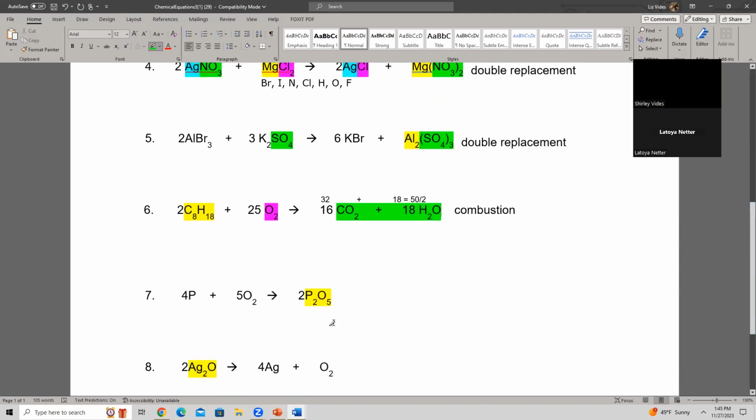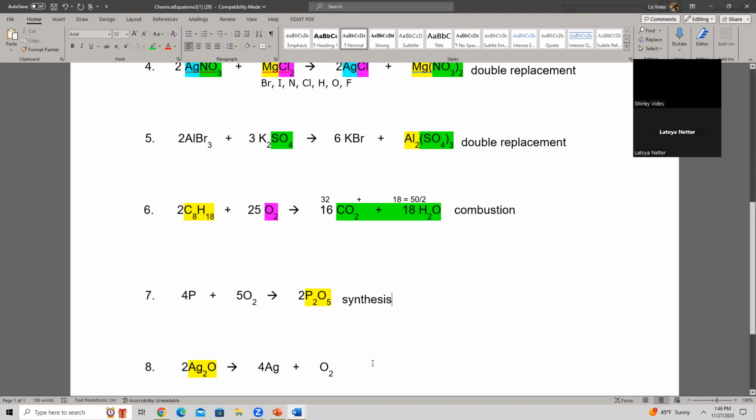All right, look at this one. What's going on in this one? Okay, just look at the elements. Don't look at the numbers. A lot of people have problems with the numbers. Just look at the elements. You have P and O becoming PO, basically, is what you're doing. So this is a synthesis. Yeah, synthesis again, because it's getting together.